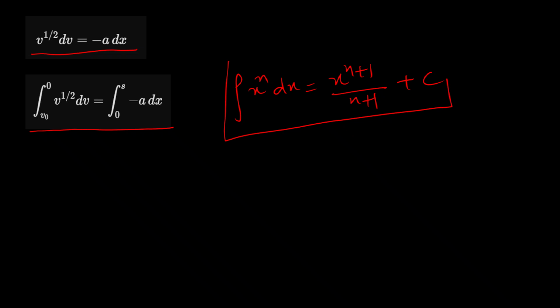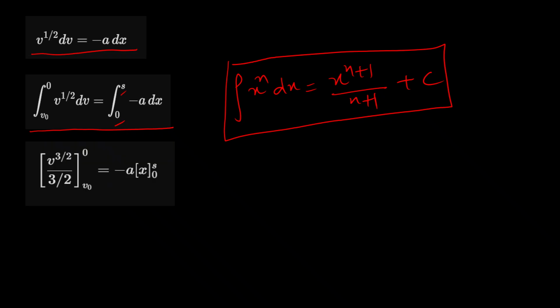Now, let's proceed with the integration to find the total distance traversed. Starting from our previous result, we have v to the power of 1/2 dv equals negative a dx. To find the distance, we integrate both sides. The limits for velocity are from initial velocity v naught to 0, since the particle stops. For distance, the limits are from 0 to s. So, we write the integral from v naught to 0 of v to the power of 1/2 dv equals the integral from 0 to s of negative a dx.